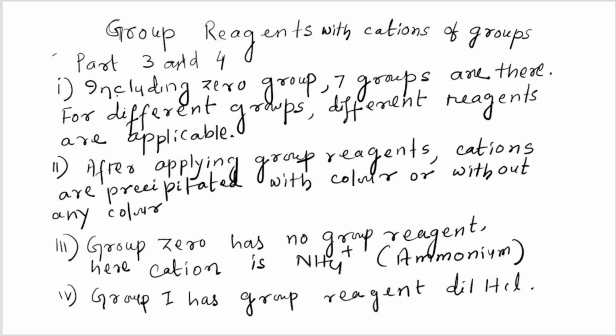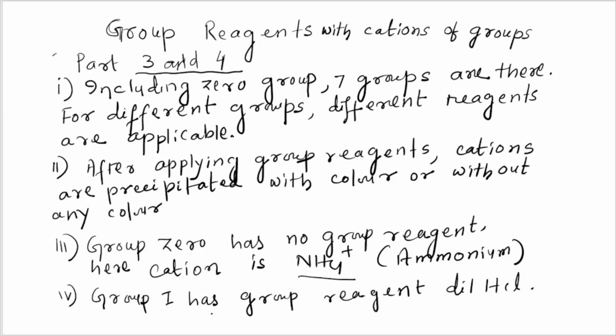Group 0 has no proper reagent. Simply sodium hydroxide is required. So group 0 has no group reagent. And what is the cation here? Remember, ammonium. It has a positive charge, it is called a cation, and the name is ammonium.